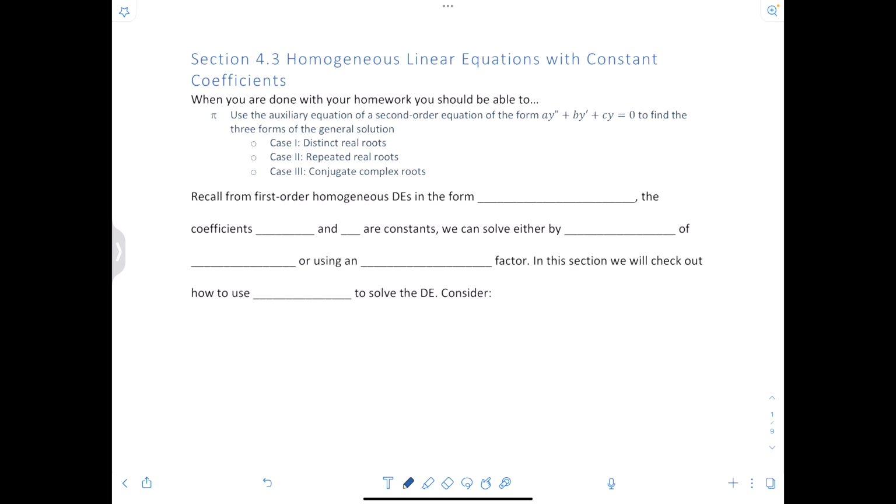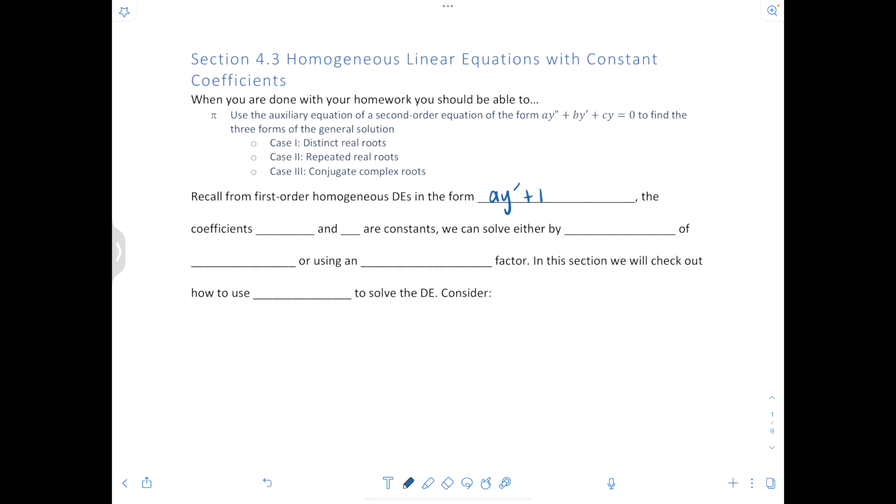Today we're looking at section 4.3 from the Zill Intro to Differential Equations text, and this covers homogeneous linear equations with constant coefficients. So today we'll be checking out a cool method if you like algebra and finding roots. It might be useful to review the quadratic formula, because we'll be talking about distinct real roots, repeated real roots, and conjugate complex roots.